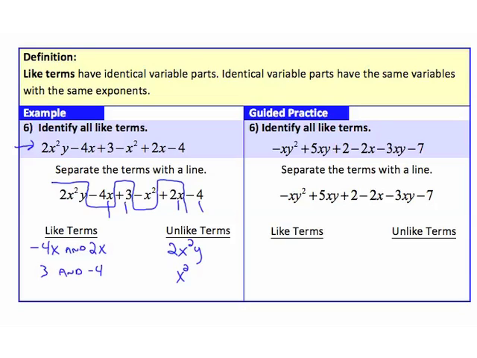Now it's time to check your understanding of identifying like terms in an expression. Pause your video player and answer this guided practice question. When you're done, hit play to see how you did.